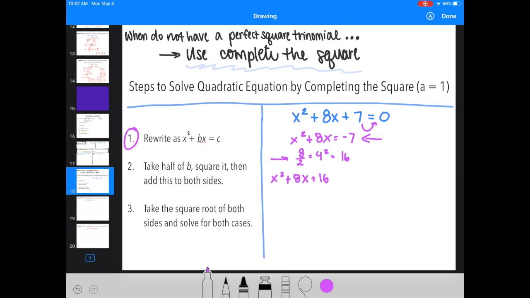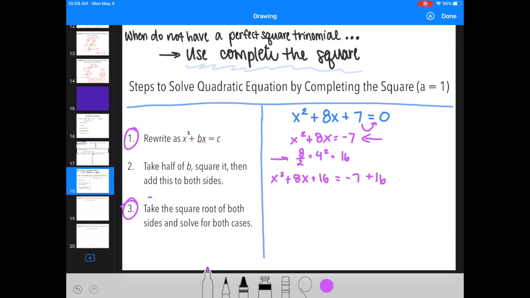We take our b value, we divide it by 2, and then square that value to figure out, okay, what number would create my perfect square trinomial? And in this case, it would be 16. Then I add that same number to the opposite side. So here I would have x squared plus 8x plus 16 is equal to negative 7 plus 16. I have the same equation as I did up here. I just added 16 and 16 on the same side. Why do we do this? Well, having the perfect square trinomial helps us solve for x.